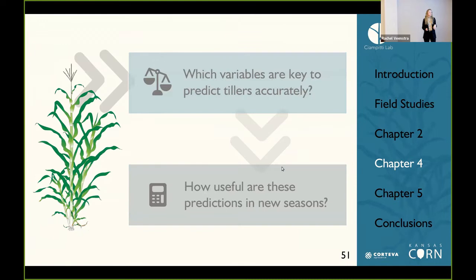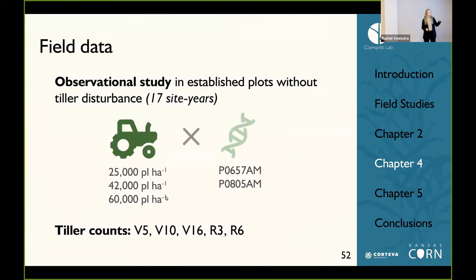Before we get into those questions, I need to talk just a little bit about the field data, because the way that we treated the data for this chapter, it was an observational study. So we basically took tiller counts in the plots that didn't have tillers removed. So we kind of ignored our treatment structure when we were taking this data. We took tiller counts at various points throughout the season, but I just wanted to make a note of that before we get into this too far.